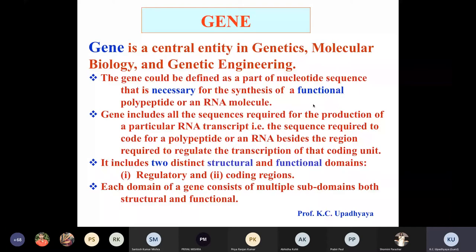Now let's come to the necessary. What we are saying is that whatever nucleotide sequence is necessary for the synthesis of a functional polypeptide or RNA molecule, and that includes the production of a particular transcript, that is our code for polypeptide or RNA. It means the coding sequences, and the regulatory sequences, which decide whether the gene is going to be transcriptionally active or transcriptionally non-active, whether it is going to be transcribed or not transcribed. So those sequences are regulatory sequences. So a gene includes two structural and functional domains. We call them the regulatory domain and the coding regions. Coding regions code for polypeptides or amino acids or RNA. The regulatory sequence decides whether a particular gene is going to be transcribed. We'll come back to that later.